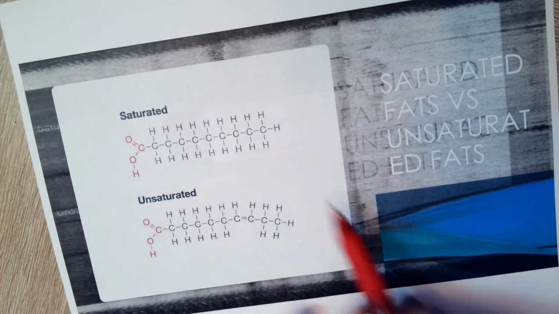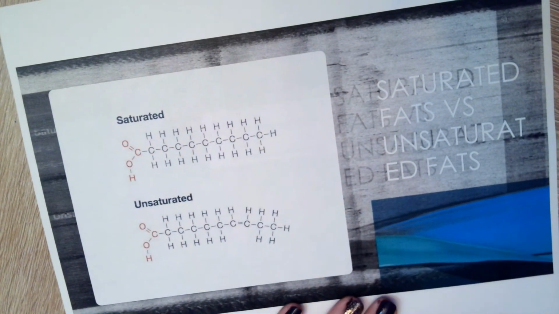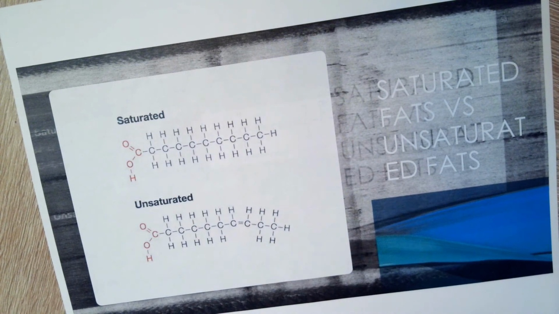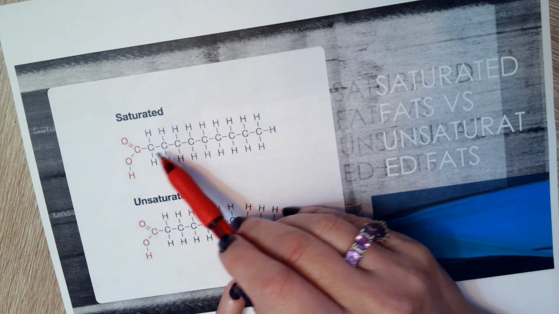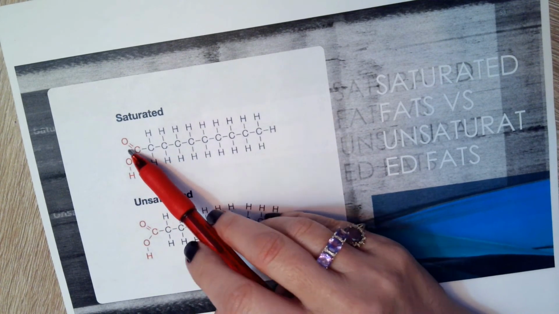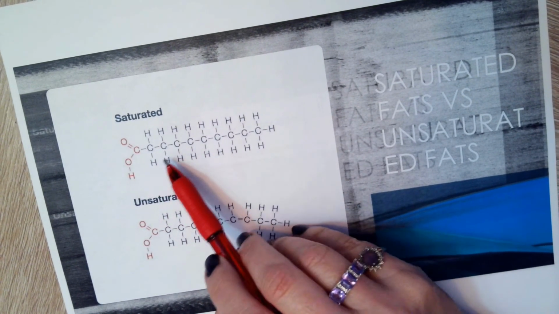Great, and then here's our saturated fats versus unsaturated fats. Remember we said it was all about how many double bonds of carbon we had, or how much hydrogen we had. The more saturated a fat is, the more hydrogen it has, which means less carbon double bonds. I drew a little picture in that previous video. This is a much better picture.